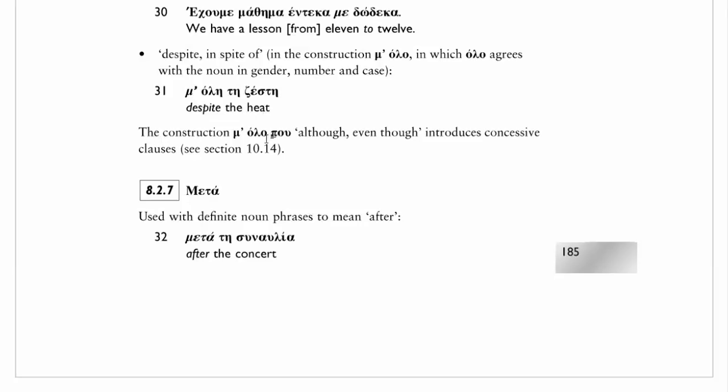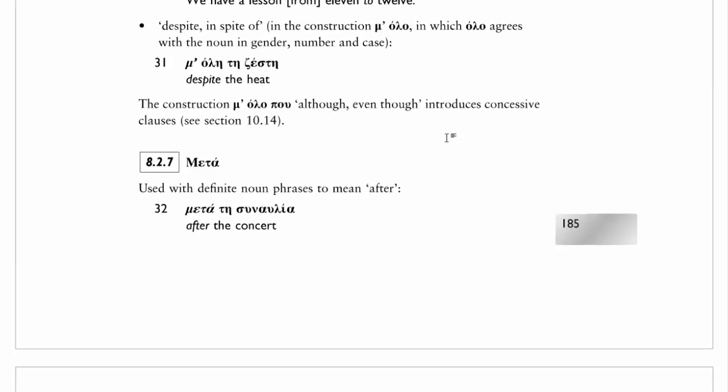The construction μολονότι, even though, introduces concessive clauses. A concessive clause is a clause that suggests the opposite of the main clause of the sentence. For example, although it's raining, we've got to go out. So the main part of the sentence is we've got to go out, but the opposition is the rain. We have a reason to not go out, but despite that, we're still going.